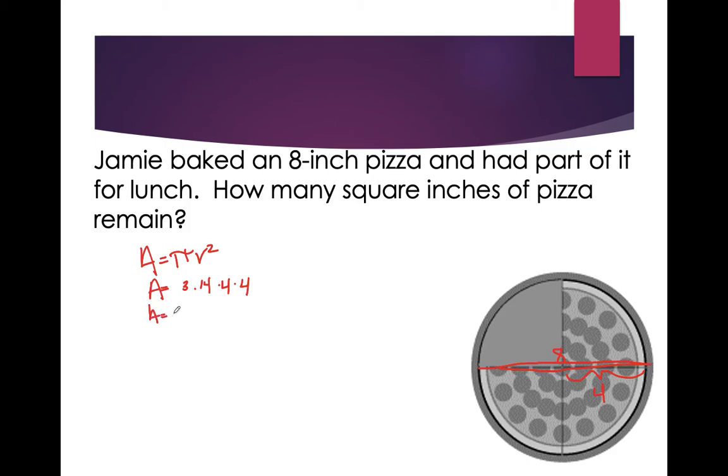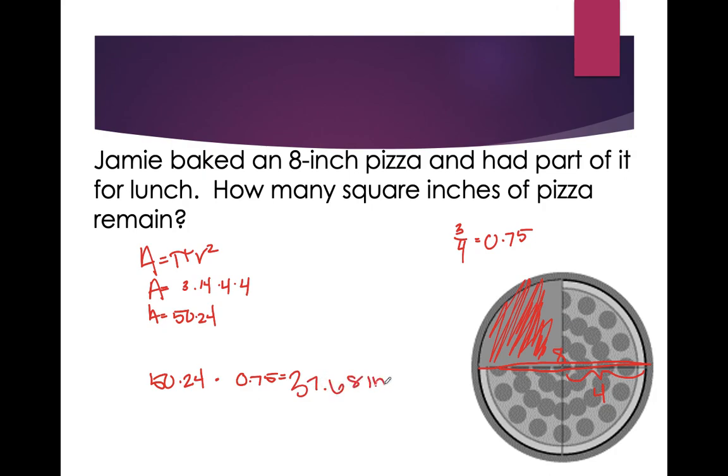So this is 50.24. But now that's for the entire pizza. Notice you already ate how much of it? Yes, that's a quarter. So that means if we ate 1/4, there's 3/4 left, which is also 0.75. So the quick way to do this is take our answer, 50.24, and multiply it by 0.75. That'll give you the amount of pizza that is remaining, which is 37.68 square inches of pizza. That's a tough example.